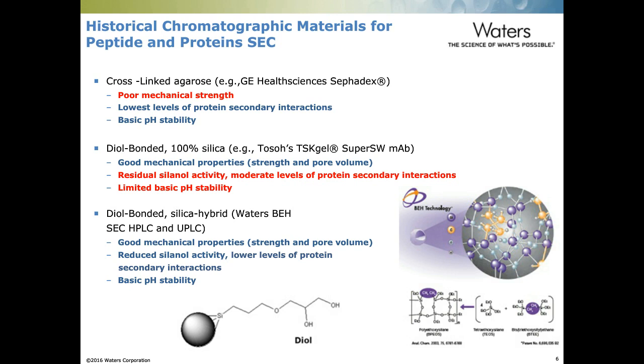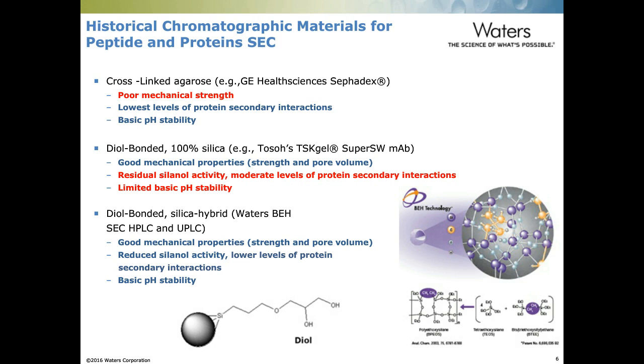A number of years ago, silica particles were introduced for SEC separations. The huge advantage of silica particles is they can be made smaller, they have good mechanical properties such as strength and pore volume for SEC separations, so they can basically take run times and make them much shorter for these separations. Silica particles have limitations in terms of the fact that they have very high residual silanol activities, even though we try to cover those with some type of ligand such as diol. The other disadvantage of silica is that it has limited stability at basic pHs.